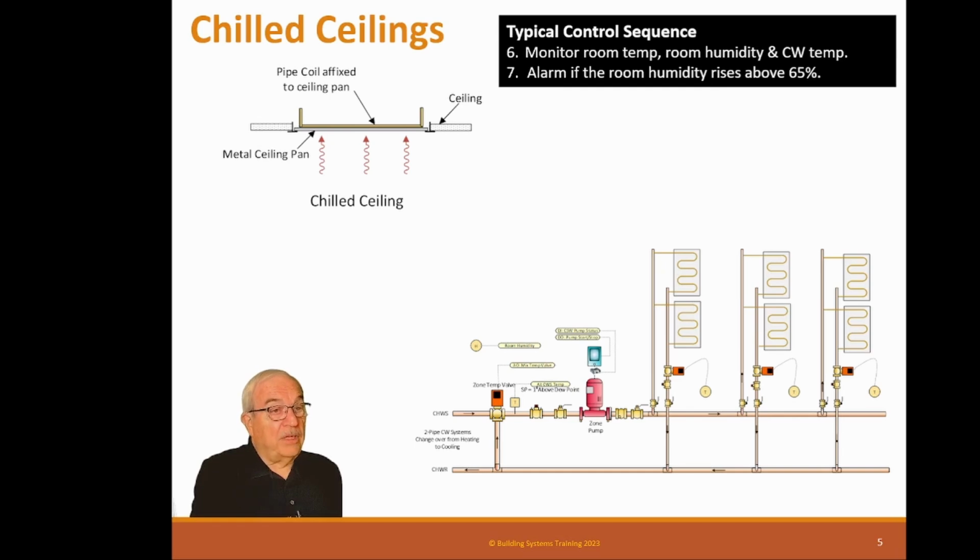Now, remember that if it gets to 65%, that's going to change the dew point, and so this water temperature changes drastically. It's going to cut down the amount of cooling in the room if we have high humidity. So if we have a high humidity source, we want to get rid of it through the ventilation system as soon as possible.